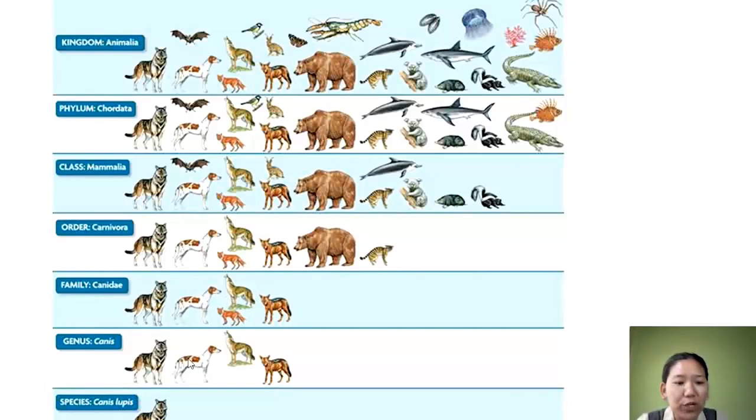And then you just move down. As you move down, you find more similar characters. If you move up, the similar characters decrease. So that's all about today's class, that is taxonomical hierarchy.